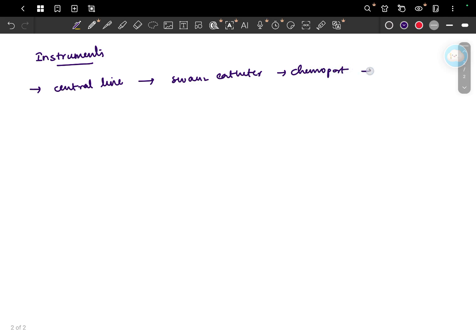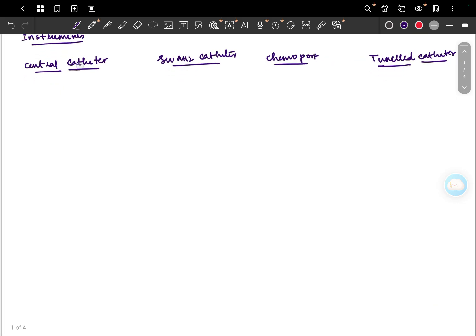Next we will be starting with some more instruments, like central line, Swan-Ganz catheter, chemo port, tunnel catheter. So starting with central catheter.